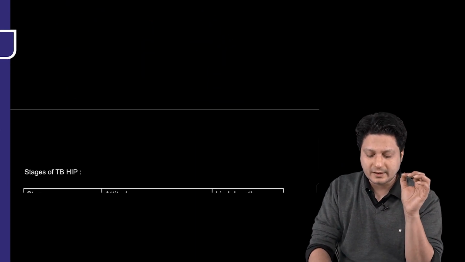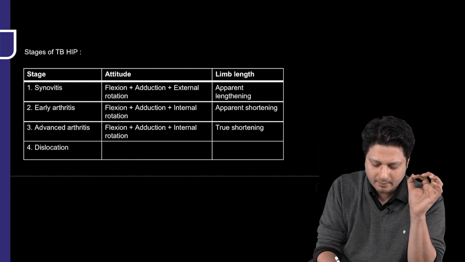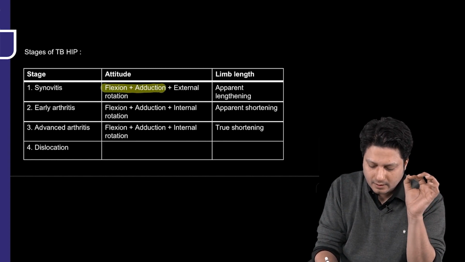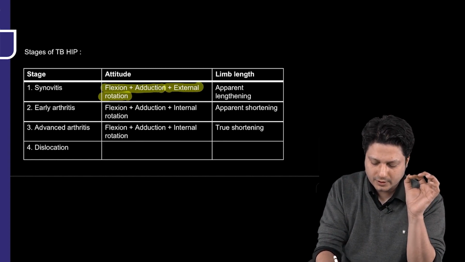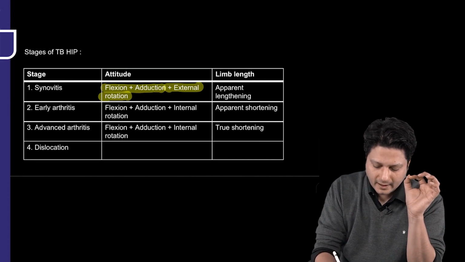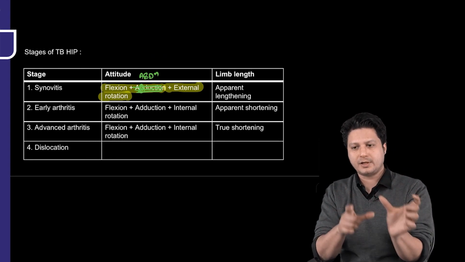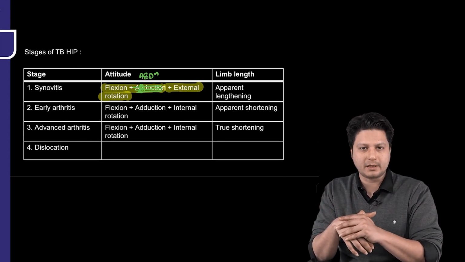The patient who is presenting with this stage 1 of synovitis will be having the attitude of the limb in flexion, abduction and external rotation. This is a mistake over here. It is not adduction, it is abduction. Flexion, abduction and external rotation will be happening in this case.